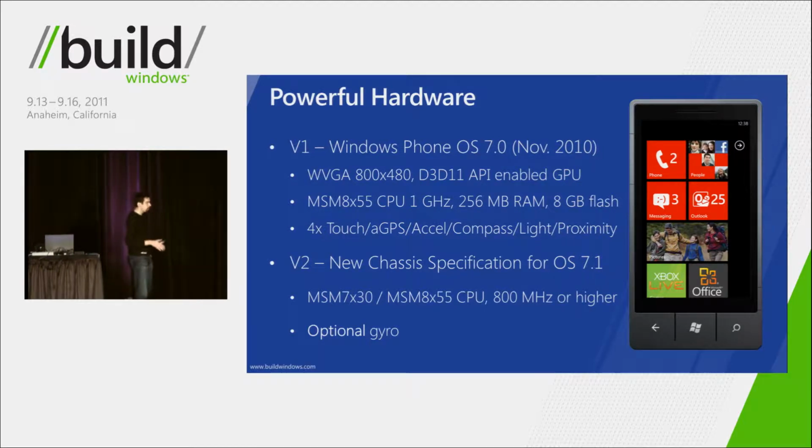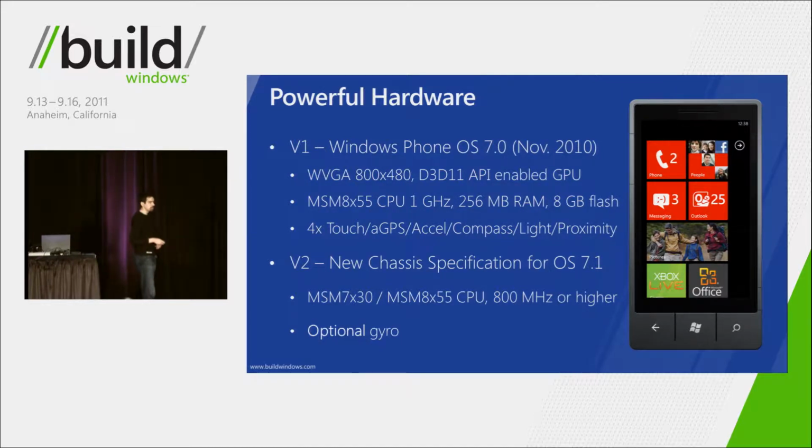When I say powerful hardware, there are two versions of the chassis, one now and one on the horizon, that we talk about when we talk about the hardware. The first chassis, November 2010 was the launch date, Windows Phone OS 7.0. The stats are there on the screen, you can see them. A 1 gigahertz CPU, D3D11 API-enabled GPU, and then the full sensor suite. So we're talking about the ability to develop 2D, 3D games with full hardware acceleration.